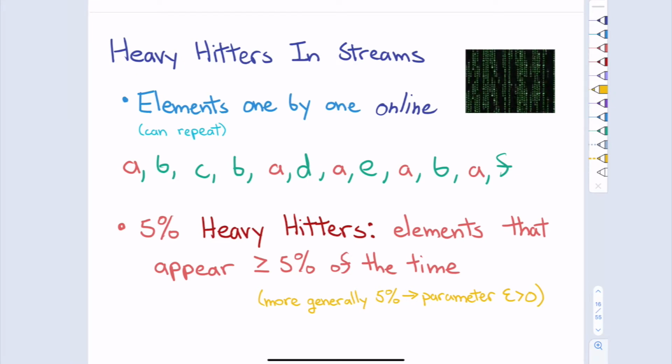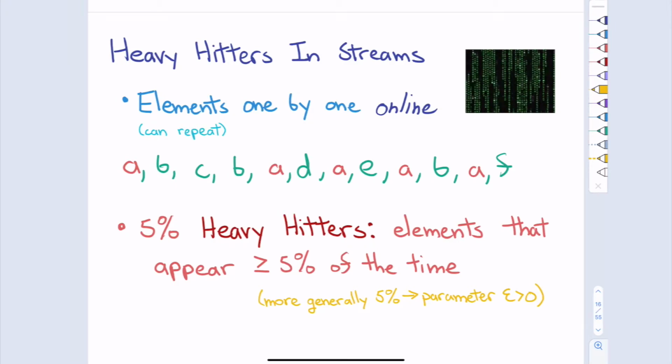We're going to make a cleaned up model for the sake of discussion. This is going to be a streaming model. It's probably the first time we've moved outside a standard model of computation. In the streaming model, elements appear one by one, online. Imagine you're a computer taking in data coming in through the internet. Here I have a list that goes A, B, C, B, A, D, A, and so on. As the stream comes in, you can see that A is a little bit more popular than the others.